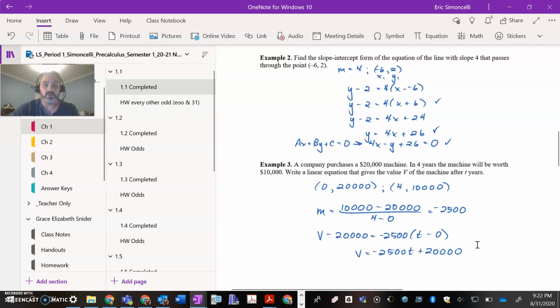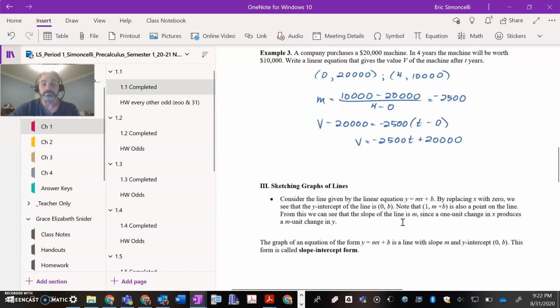Again, if you had wanted to put it in slope-intercept form from the get-go, you can just use this slope and this point, and you quickly and easily see y equals mx plus b, m being this, 20,000 really being your y-intercept. And we're going to talk about that in a little bit again, but let's continue.